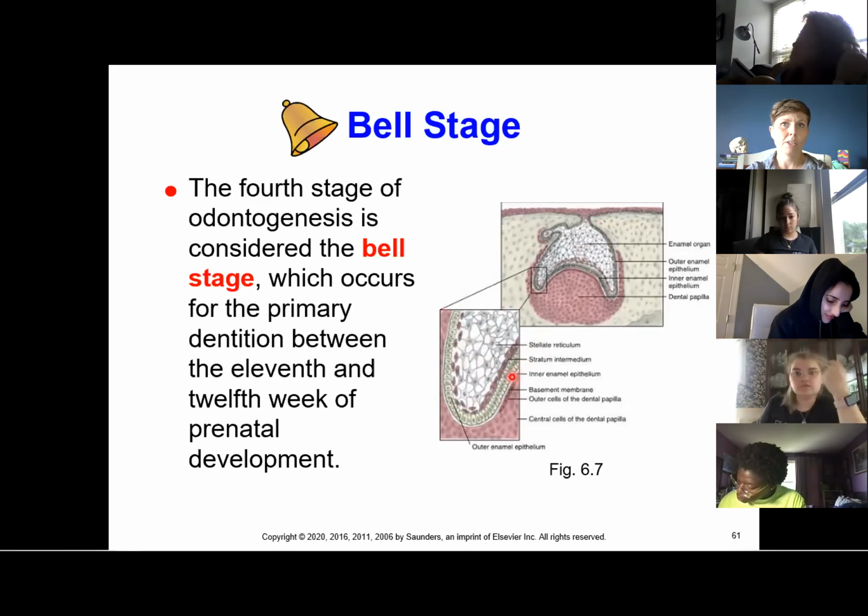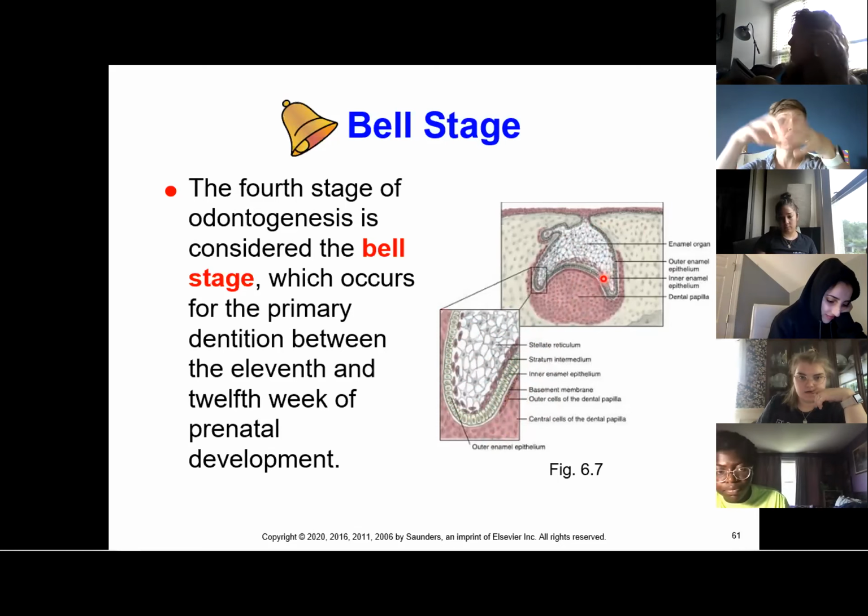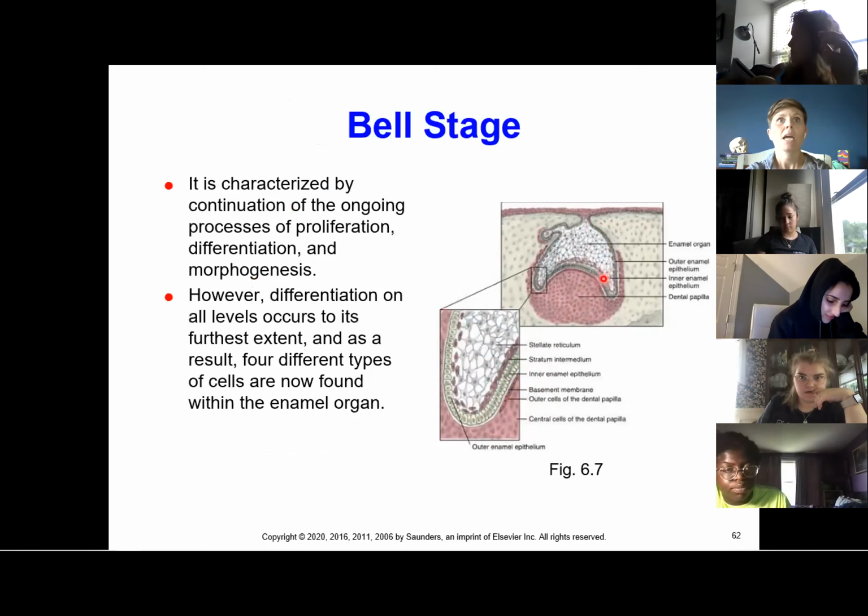Your outer epithelium and then your inner epithelium. And then your basement membrane is right along the side here. These are your central cells of the dental papilla. So here's your dental papilla. You can see it's starting to look like a bell, right?